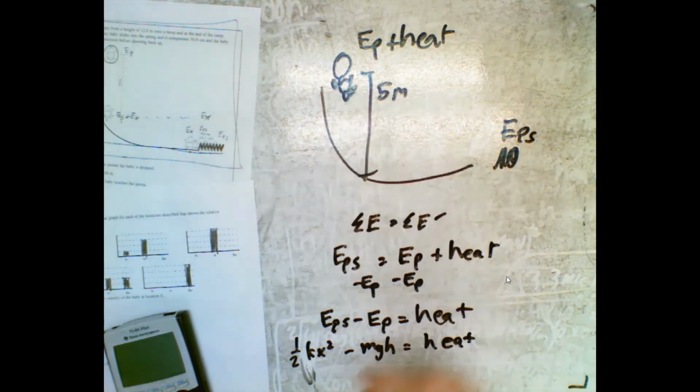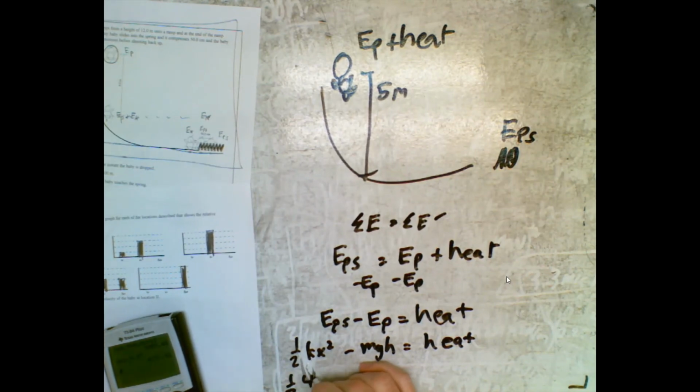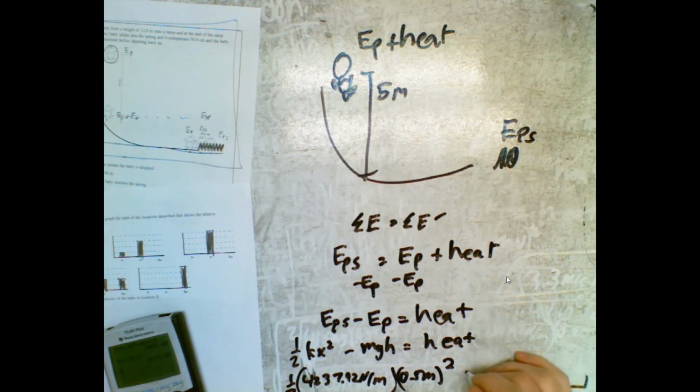So 1/2, and I'll use that full answer again, 4237.92 newtons per meter for our spring constant. And then at location 5, it's fully compressed, so 0.5 meters squared. And then we subtract 4.5 kilograms times 9.81 times our height. We made it 5 meters off the ground for that last one. Sorry about that calculator being in the way.